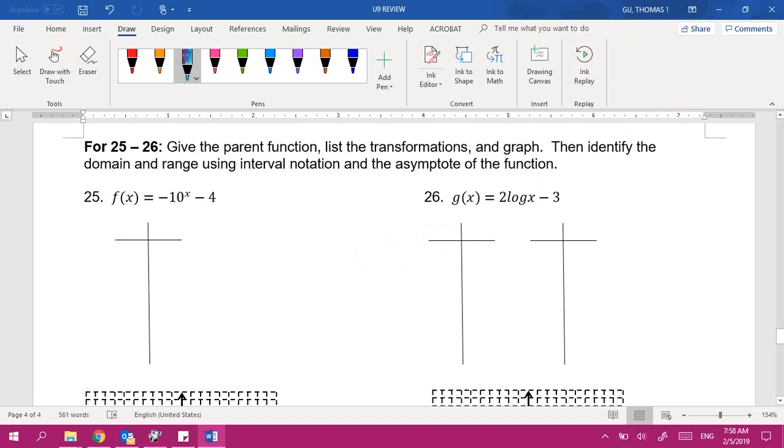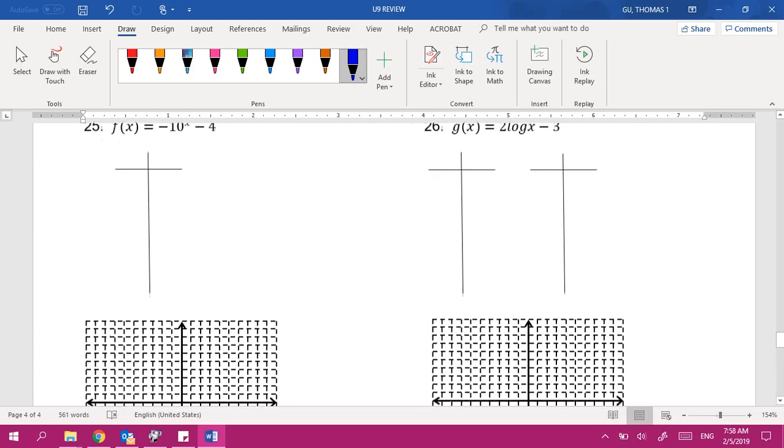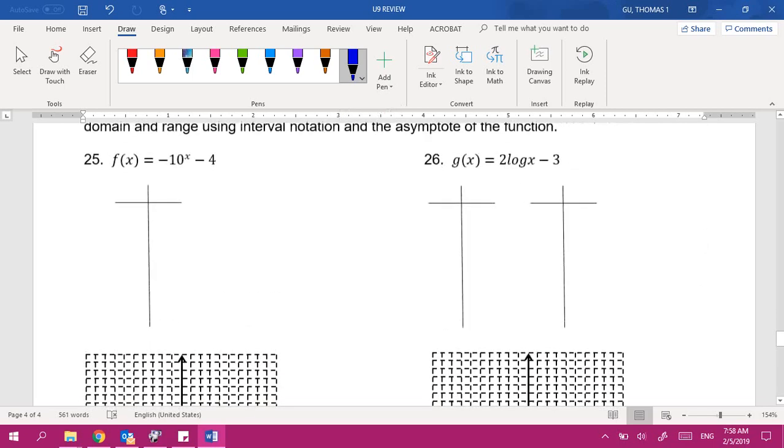All right, number 26, we're giving the parent function, listing the transformations, and graphing. Then identify the domain and range using interval notation and the asymptote of the function. Okay, so first let's do the transformations because that will help us see what the parent function is. So what are the transformations here?